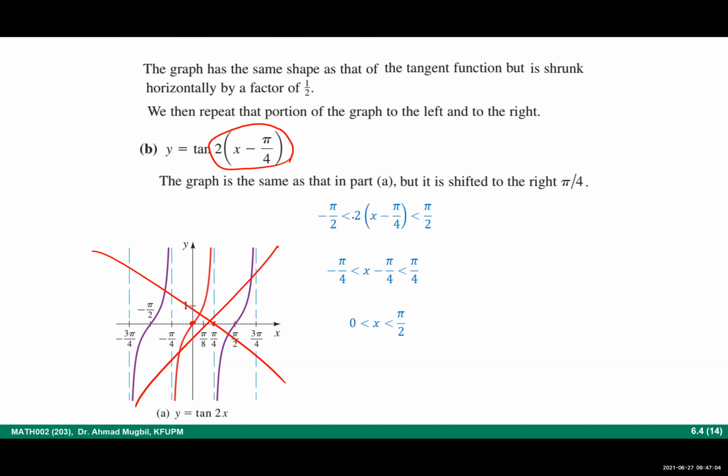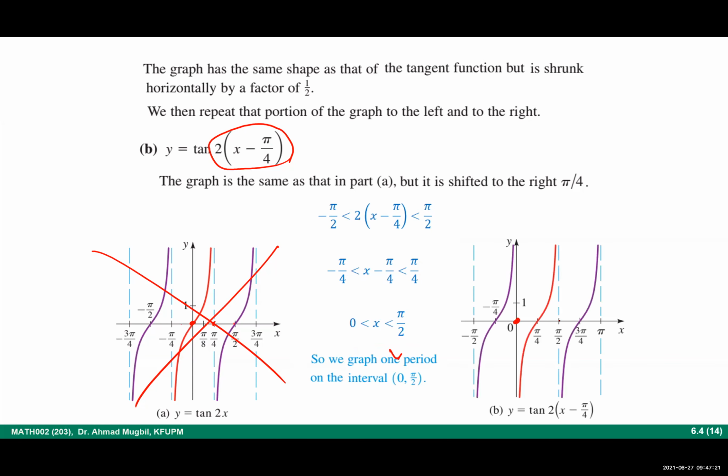Put the argument between negative pi over 2 and pi over 2, divide by 2, add pi over 4 on both sides, you solve it. So now these two are the first vertical asymptotes, and you know from where to start your first part of the graph. So the first part is from 0 to pi over 4. These are two vertical asymptotes. The distance between them, check. It should be equal to the period. What is the period? Pi over 2. Is it pi over 2? Yes. So you are right.